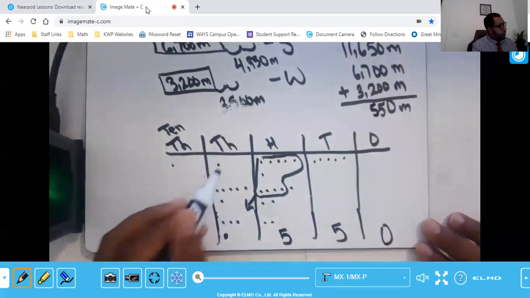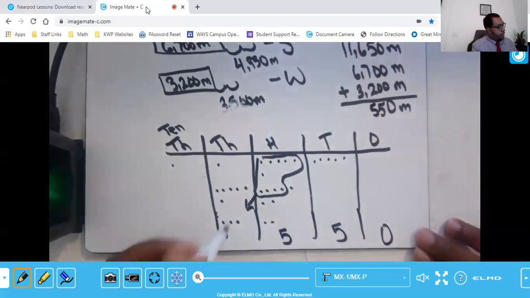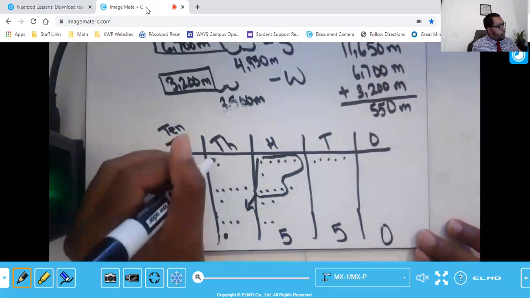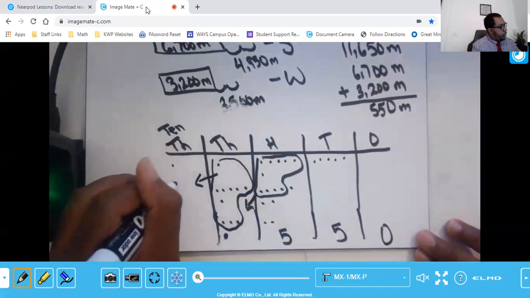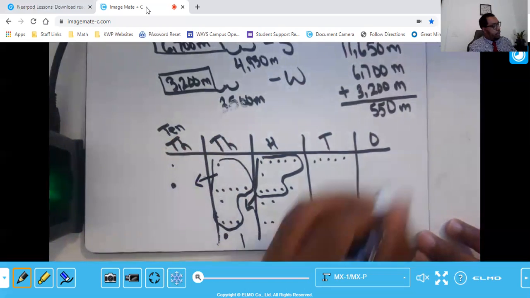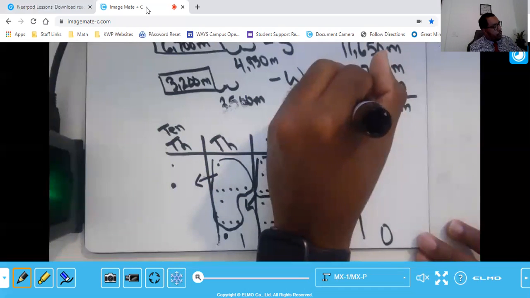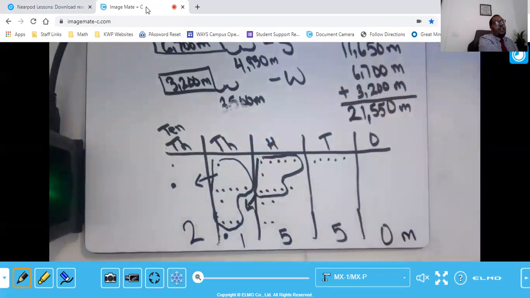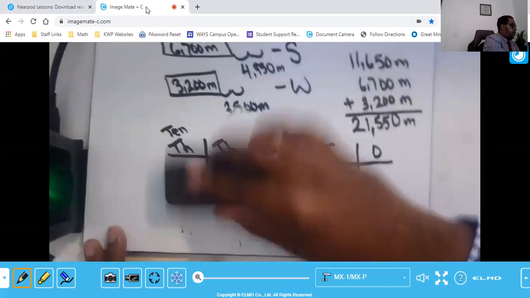Let's go to our thousands. Now I'm going to see if I can group together 10 thousands in order to make 1 10,000. 1, 2, 3, 4, 5, 6, 7, 8, 9, 10. So I know I can group these 10, move that into the 10,000s place, and I have 1,000 left. And then going to my 10,000s place, I have 2 10,000s. So I know that my answer is 21,550 meters.